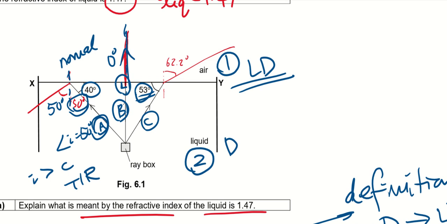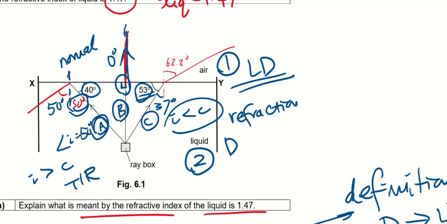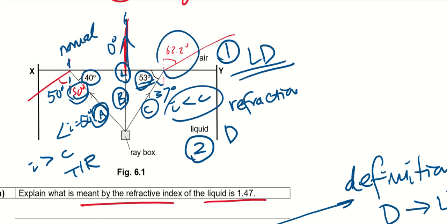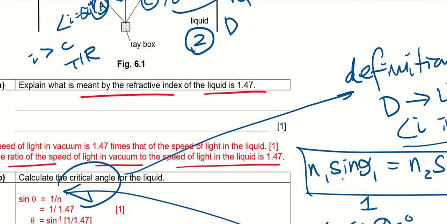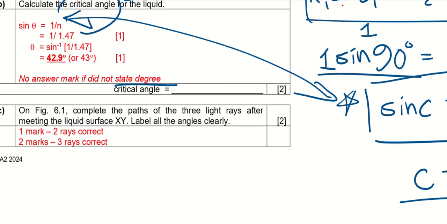Then this 53 degrees, some of you may say, oh, 53 degrees, then it exceeds the critical angle. But again, this is a trick. The angle here is 37 degrees. So if it's 37 degrees, then for light ray C, it is lesser than the critical angle. Therefore, there will be refraction. So you actually have to calculate what this angle is using the formula. You should be getting 62.2 degrees.